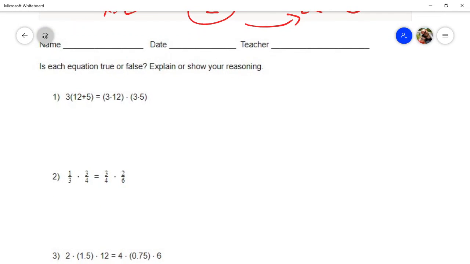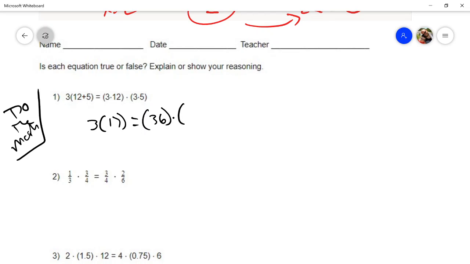Is each equation true or false? Explain or show your reasoning. All right, well, let's give it a shot. 3 times the quantity 12 plus 5 equals 3 times 12 times 3 times 5. Well, remember, order of operations, you do what's inside the parentheses first. So we're going to do the math. So it's 3 times the quantity 17, equals 3 times 12, which is 36, times 3 times 5, which is 15.